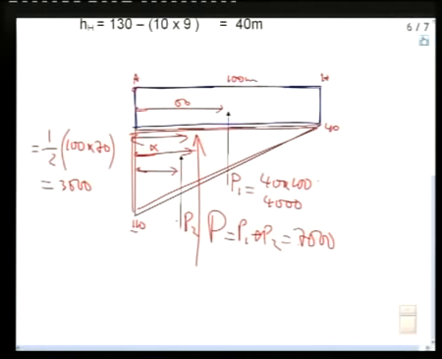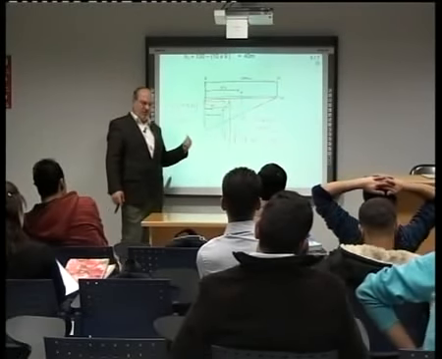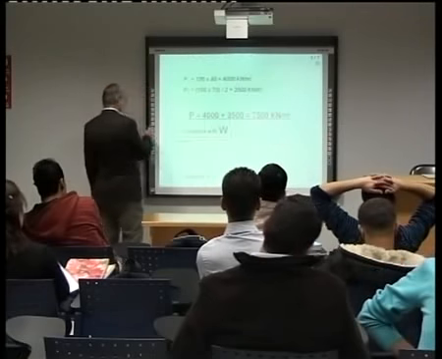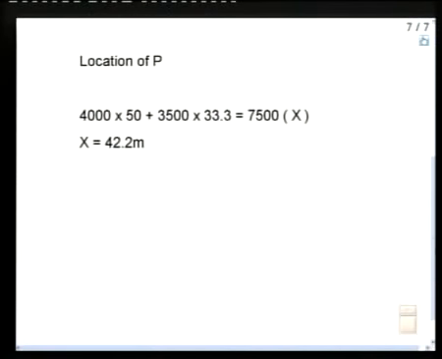So I can find X. Easy. Statics. Even math. So I can find the amount of P and the location of P. That's what we did here: 4,000 by 50 plus 3,500 by 33.3 equals 7,500 by X. X equals 42.2 meters from the A direction. The location of the resultant.